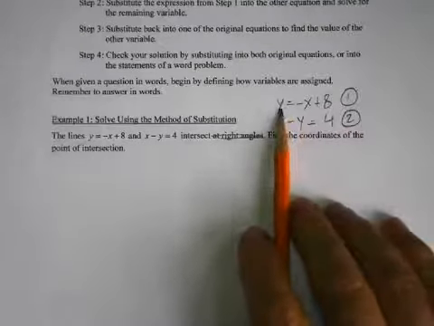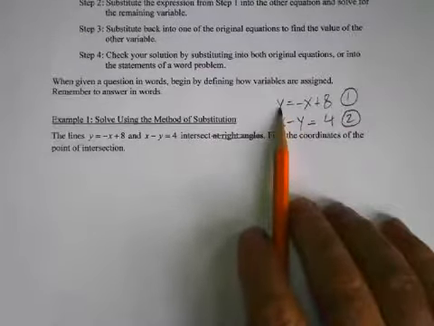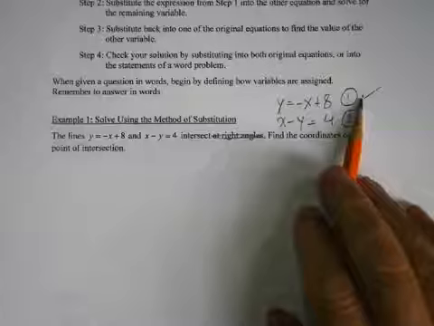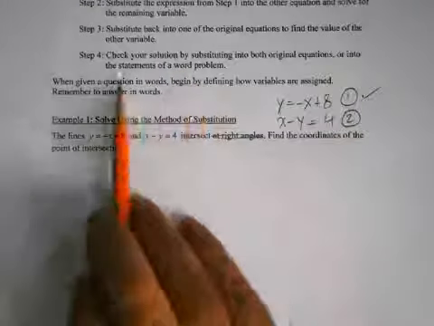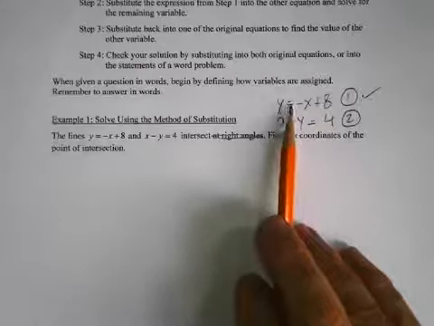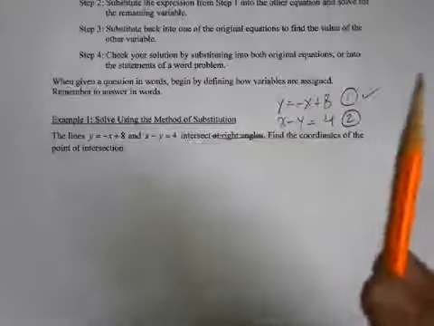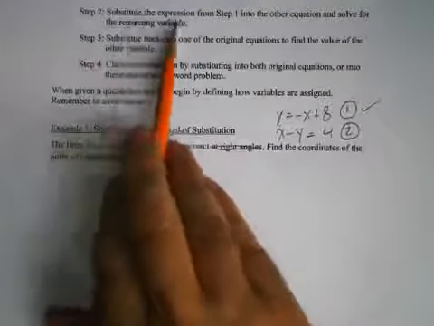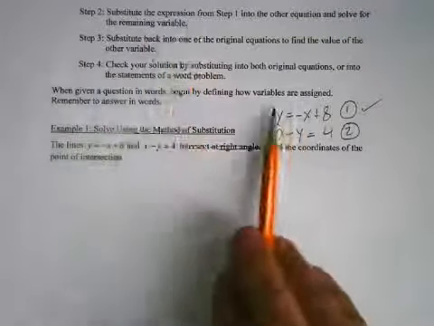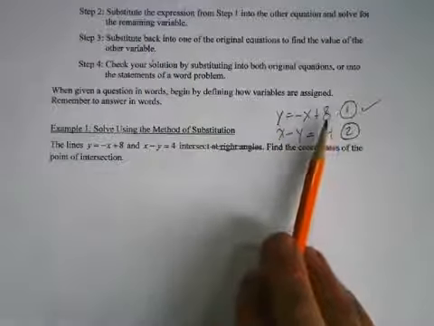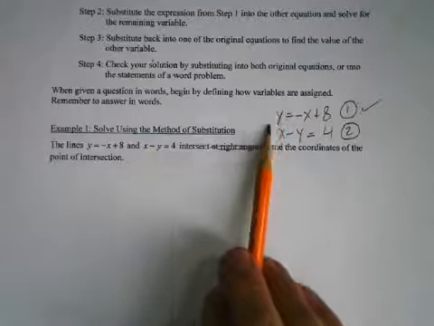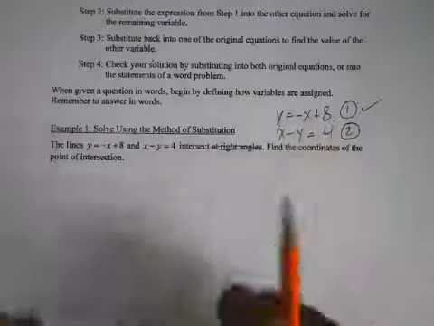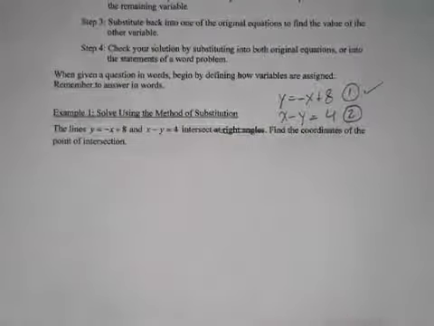This equation already has y isolated. So for us, that first step is already done. That first equation is already rearranged for y in terms of x. So we're done, and we can go to the second step. Hopefully you can see that at the top. Substitute the expression from step 1. Since y was already isolated, we're going to plug in the value of y in the other equation with whatever we have here. I'll show you what I mean when we do it down here.